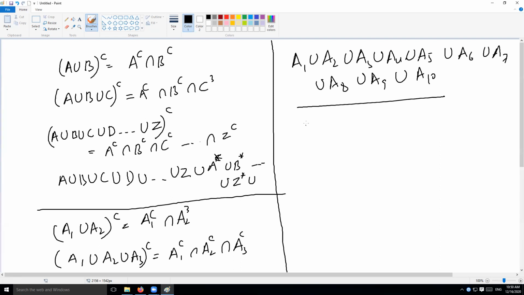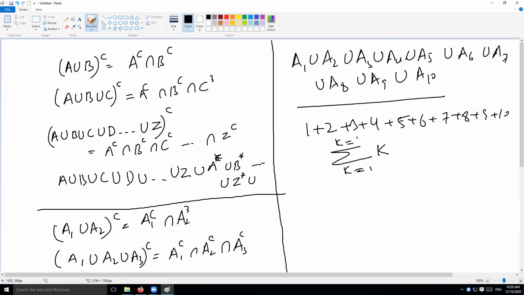For example, in sums, if you have 1 plus 2 plus 3 plus 4 plus so on and so forth, 5 plus 6 plus 7 plus 8 plus 9 plus 10, rather than writing this, you do what? Sum of k, starting from 1 up to 10, right? That's really a compact way to write this entire sum. So if I give you an opportunity to create a compact way to write the above union, what should be the best way to do it?